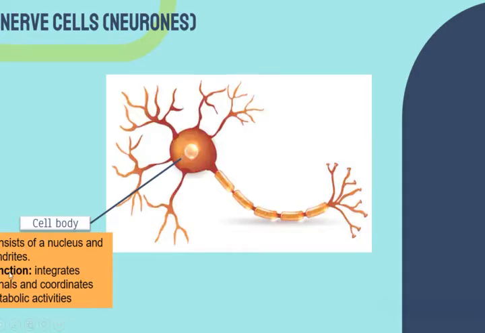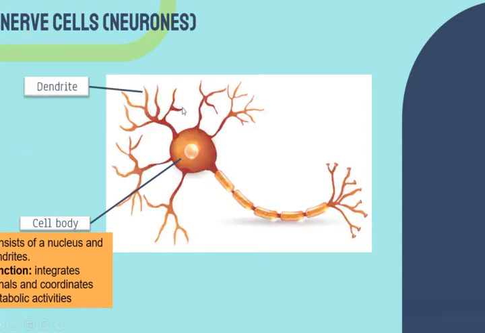Now we go to the function. You have to remember the function of each structure. The function of the cell body is to integrate signals in the form of nerve impulses, or in other words, electrical signals, and coordinate metabolic activities of the cell. That is the function of the cell body.